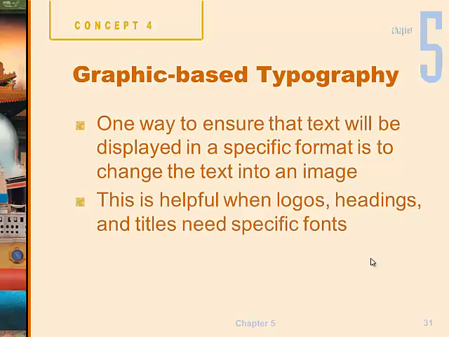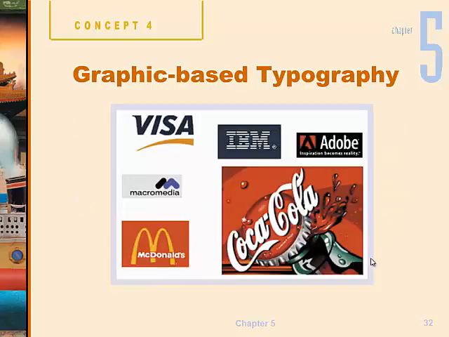One way to ensure that text will be displayed in a specific format is to change the text into an image. It's helpful with logos, headings, and titles. Of course, if you've taken the other graphics courses, you know that you can create all these things in Photoshop or Illustrator. So here are graphics-based text. They've been turned into pictures, to be used as logos.